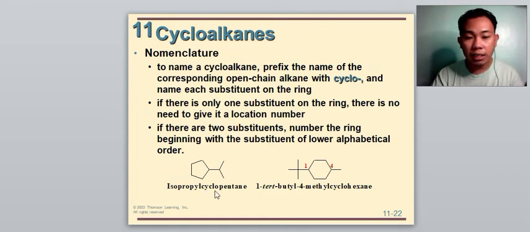Cyclopentane, because this parent is cyclic in structure and it has 1, 2, 3, 4, 5 carbons. Penta, so 5. So cyclopentane. Why is it isopropyl? Because this is 1, 2, 3 carbons, that is prop. Why is it iso? Because it contains 2 CH3 and 1 CH.